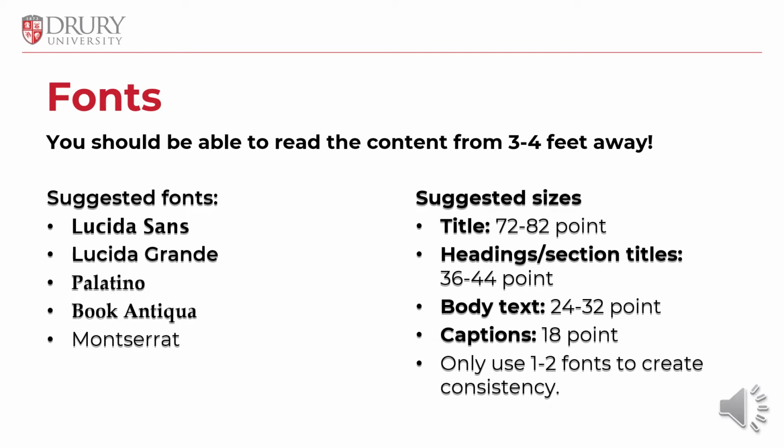And then on the right-hand side, the sizes, make sure your title is between 72 and 82 points. Headings and section titles, 36 to 44. The body of your text, 24 to 32. And captions, if you use a graph or you use any images that you've gotten off the internet, you will need a caption for that. And your graphs will need at least a sentence or 2 explanation, just kind of describing what information you're presenting to the audience. And please only use 1 to 2 fonts and just create that consistency. So if you want to use more than one font, I would suggest using your title and your headings as one, and then the body and caption, you could use your second font.